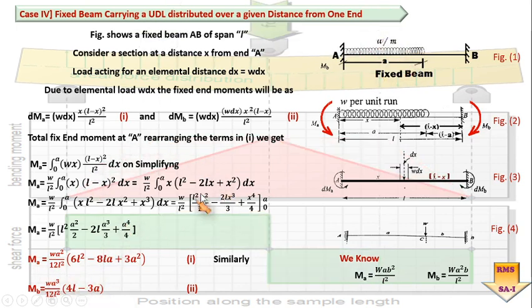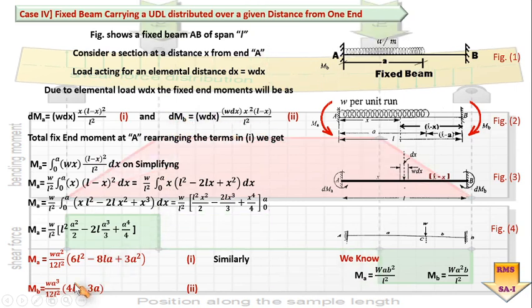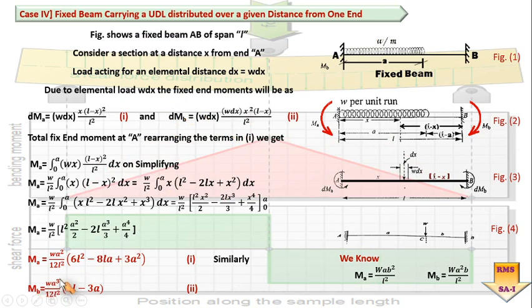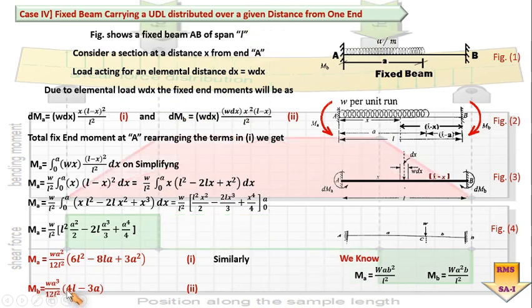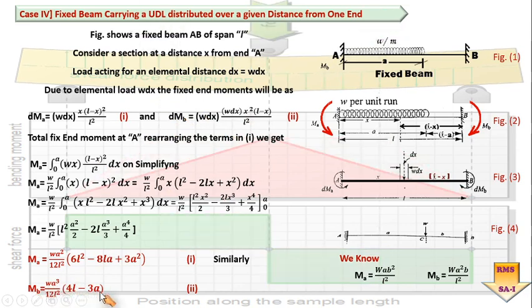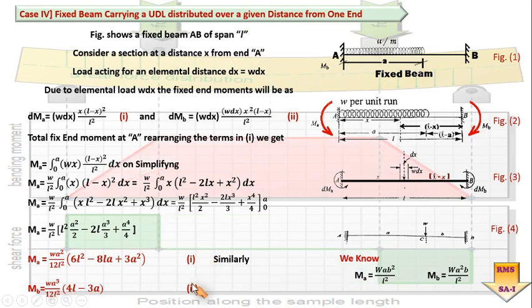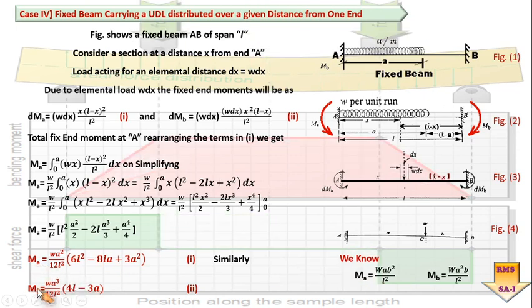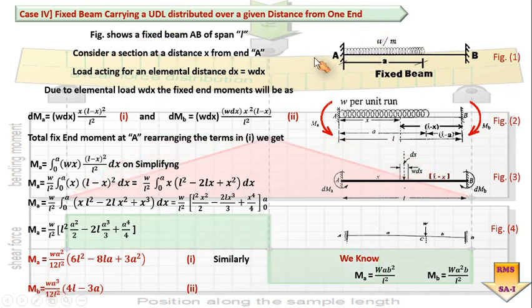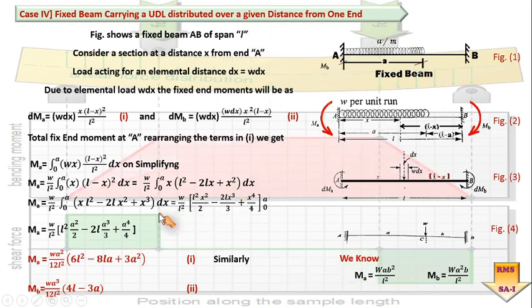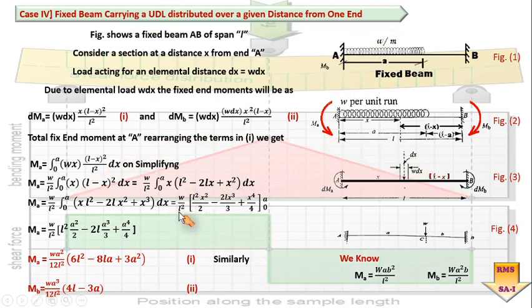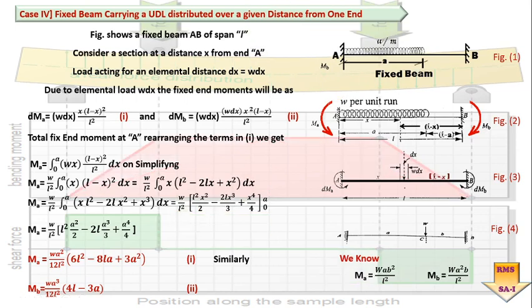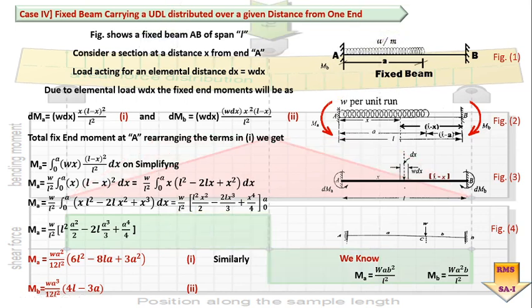Similarly, on the same lines, if I integrate this particular equation number 2, I will have MB equal to WA cube by 12L square in the bracket 4L minus 3A. So by using these two equations, equation number 1 and equation number 2, we will be able to find out the value of the fixed end moment at point A and at point B, which has occurred due to the fixity at point A and B. So this is how we have to find out the fixed end moment for this another standard case number 4.